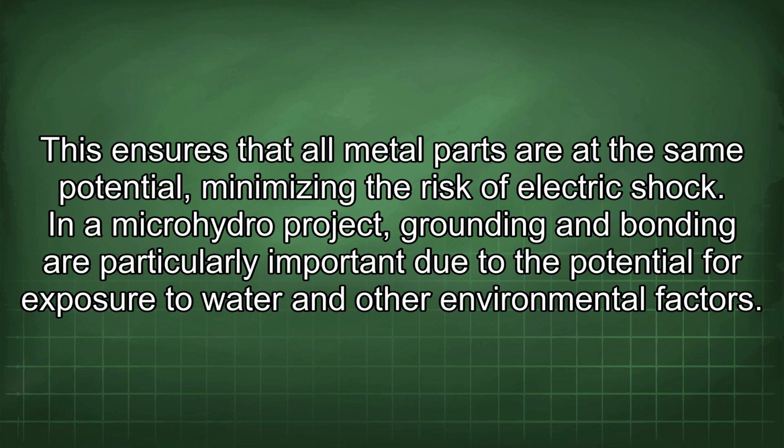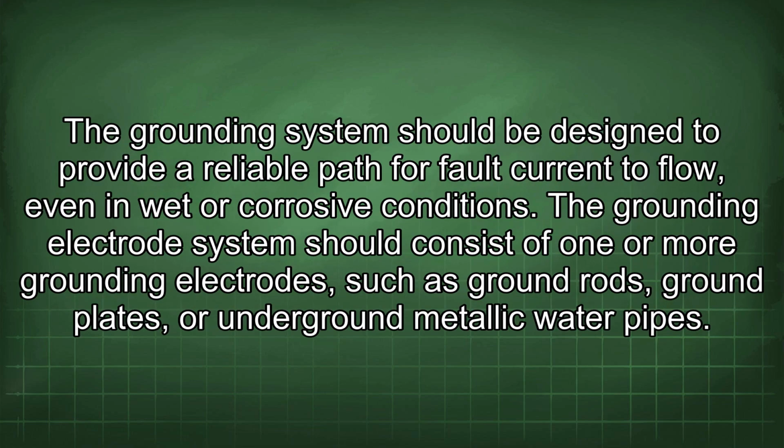In a microhydro project, grounding and bonding are particularly important due to the potential for exposure to water and other environmental factors. The grounding system should be designed to provide a reliable path for fault current to flow, even in wet or corrosive conditions. The grounding electrode system should consist of one or more grounding electrodes, such as ground rods, ground plates, or underground metallic water pipes.